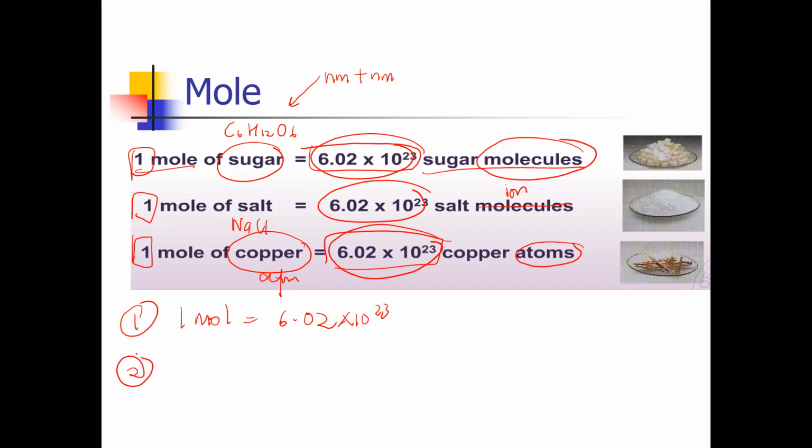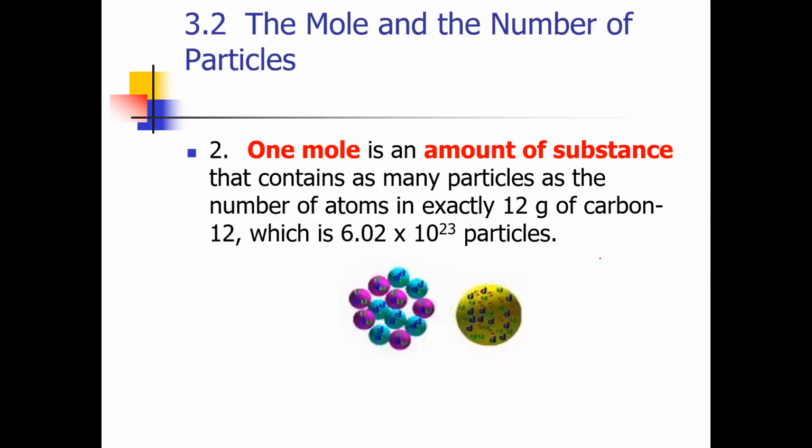Point number 2: whatever substance I use, I must figure out what particle it is. If it is a molecule, I must write molecule here. If it's an ion, I must write ion here. If it's an atom, I must write atom here. You following what the teacher is saying? Yes, sir. Very good.